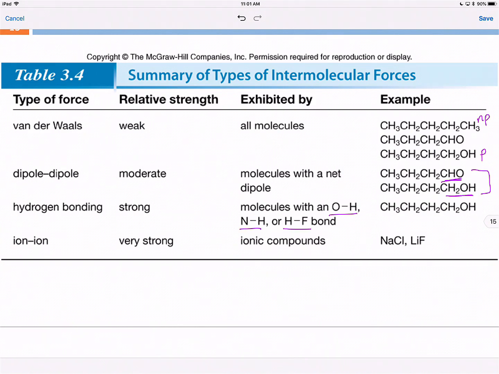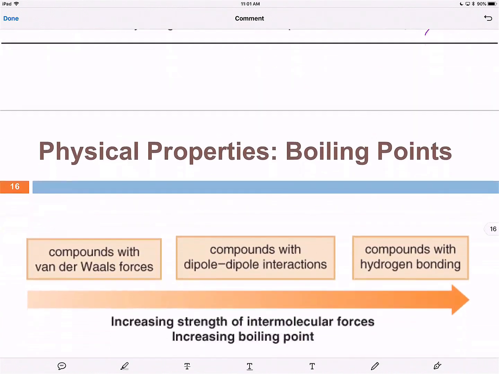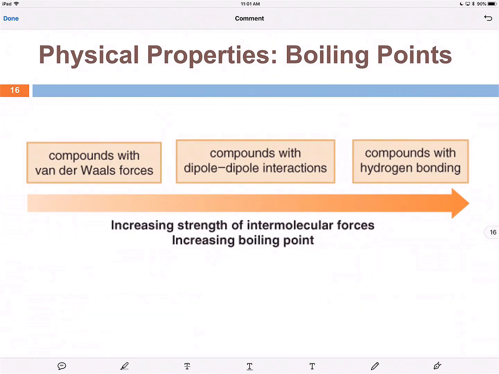Okay, ionic bond, we're not going to see that much at all for a very long time, because we are not going to combine our organic with metals for a long time. So once we get there, we can talk more about that. That just gives you a summary table. I think you should be doing fine, right? You've seen this before. Again, just some summary slides coming here. Increasing strength of intermolecular forces, boiling point is going to increase. Okay, so compounds with hydrogen bonding will always have a much higher boiling point than those with dipole forces compared to van der Waals.